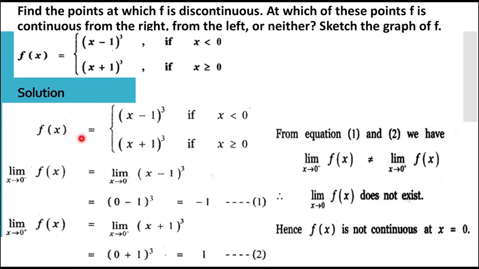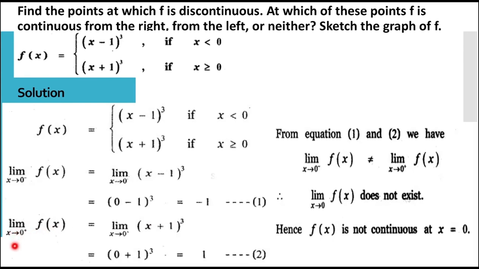So, let us take the function again. Limit x tends to 0 minus. What is 0 minus? It is the left hand limit. f of x is equal to limit x tends to 0 minus x minus 1 the whole cube. So, 0 minus means it is less than 0. So, we can use this function x minus 1 the whole cube. So, 0 minus 1 the whole cube. So, it is minus 1 the whole cube, that is equal to minus 1.